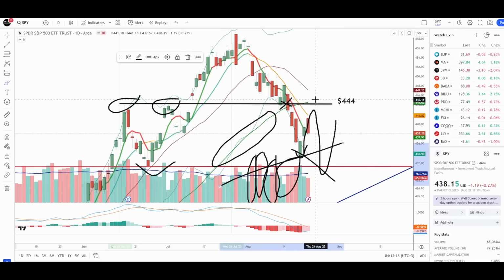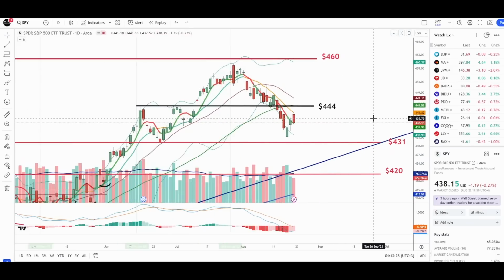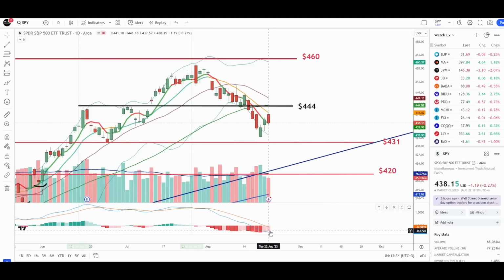We should now see at least a backtest of the 50 and these previous swing highs. So that's what's happening on the daily chart in terms of the price action. In terms of momentum, we're still down. The PPO is below the zero line. We did print 2 pink bars on the PPO.